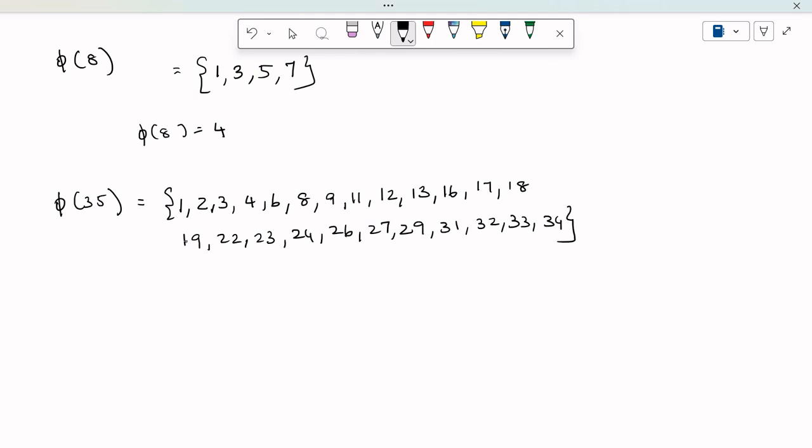So now how many values? So phi of 35 is equivalent to 24.